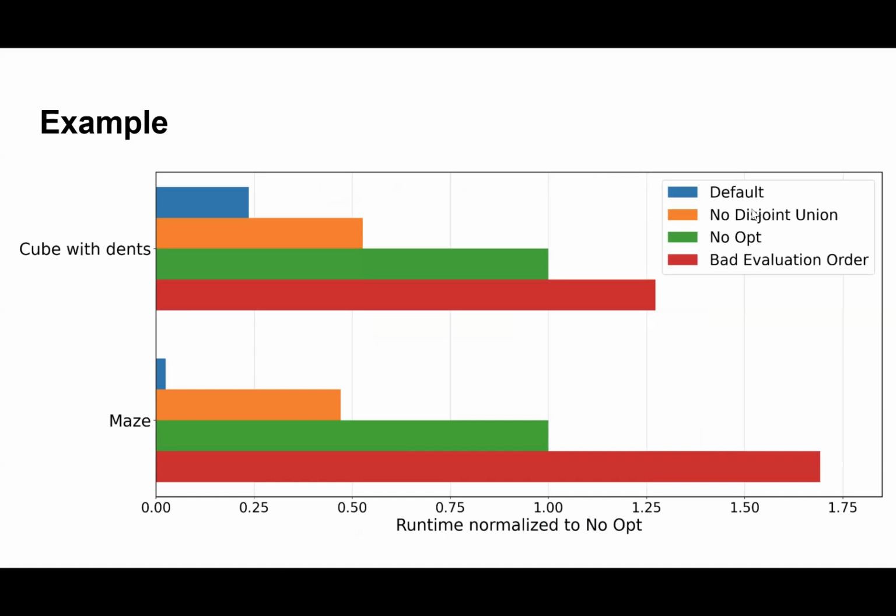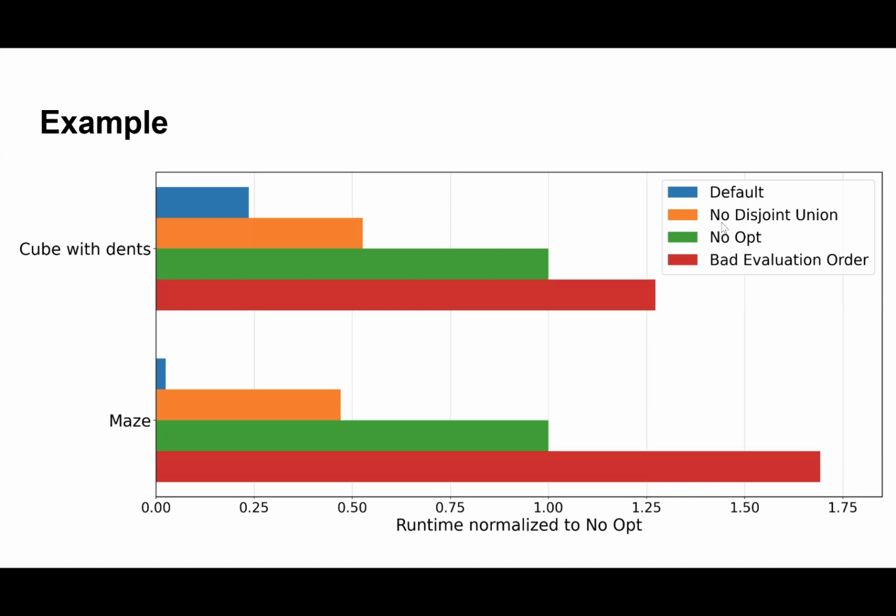So I disabled various optimizations and tried a bad evaluation order. This green line is the normalized running time when you have no optimizations. And if you disable the disjoint union operation, but still enable some of the rewriting, by default it is the blue line. So we enable everything. For the cube with dense, because it's a relatively simple model, it is just 4 times faster. And for the maze one, I remember it's like 50 times faster if we enable everything.